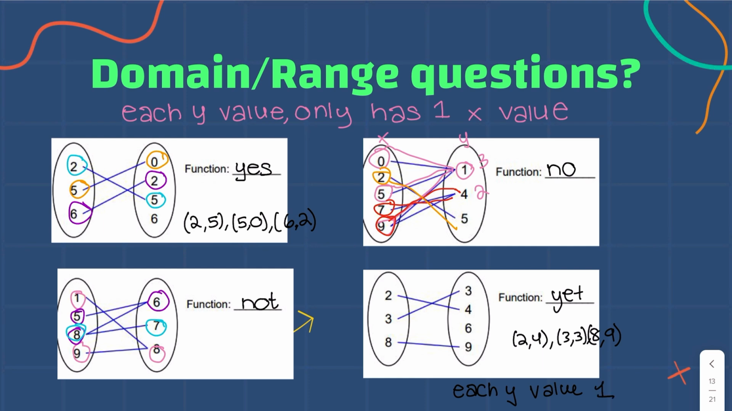In the case of the first and fourth question, we see 5 once, we see 0 once, and we see 2 once. In the case of number 4, we see 4 once, 3 once, and 9 once. If I were to do the one on the bottom right, I would get (1, 8), (5, 6), (8, 6), and we see 6 here twice. So we see 6 in the y position twice, and that tells us it's not a function.